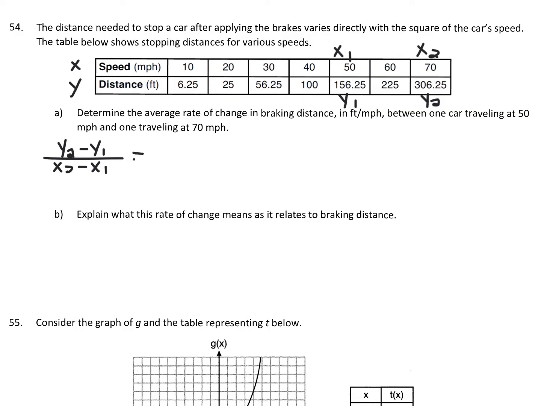All right, now let's plug our numbers into the formula. So let's see. In the numerator, make that big, we're going to do y sub 2 minus y sub 1. So we're going to do 306.25 minus 156.25. Okay, and then in the denominator, right, we're going to do x sub 2 minus x sub 1. So 70 minus 50.